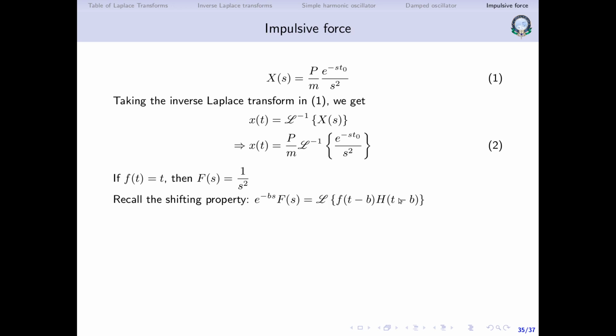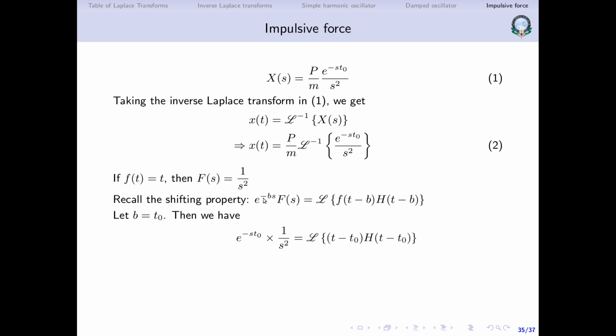Just have a look at the shifting property in the previous lecture on the properties of Laplace transforms. Okay, so this is the shifting property. So all we need to do is, let us say b equal to t naught. We substitute t naught instead of b. Then what do we get here?